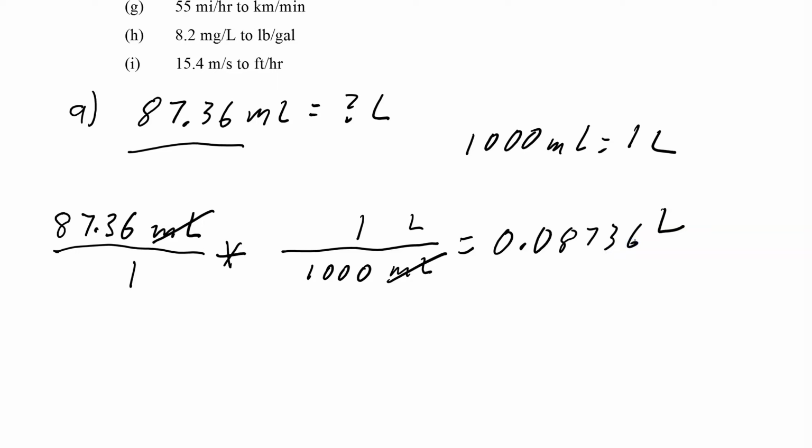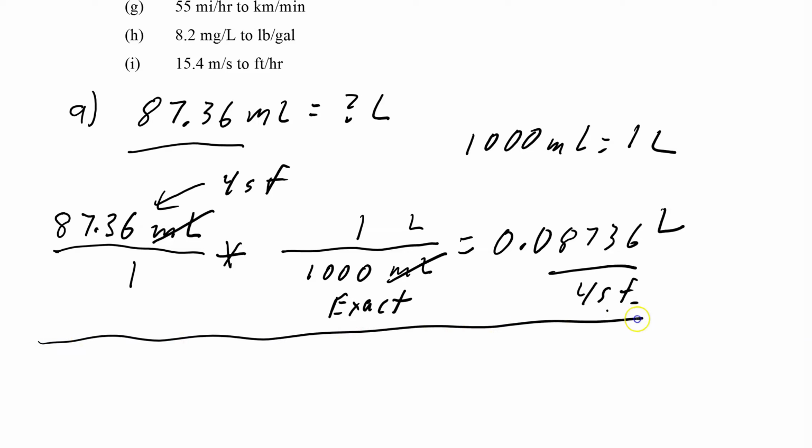When we do that, we get 0.08736 liters. 4 significant figures in our measurement. We have an exact number for our conversion factor, so I have 4 significant figures in my answer. This is a metric conversion, so we're just basically moving the decimal point 3 places to the left because I'm dividing by 10 to the third. So there is our first problem A. Let's go to B. Draw a line here and we'll put B.